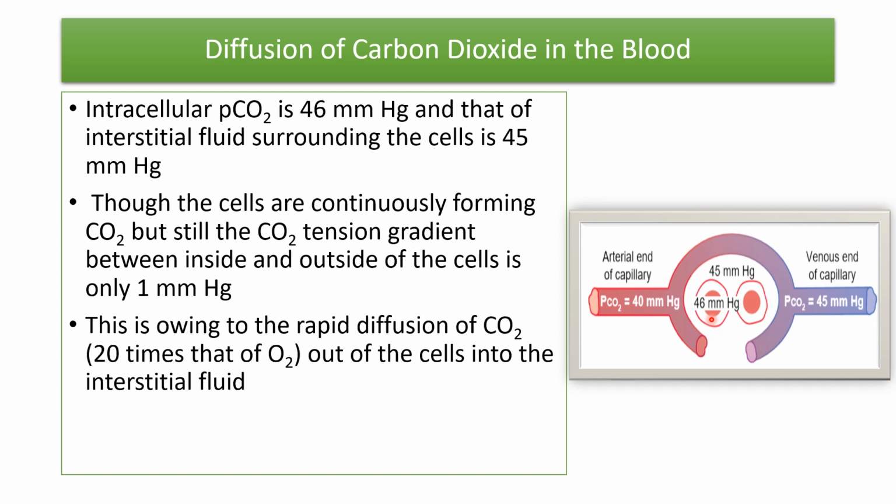Now look here, the partial pressure of carbon dioxide in the interstitium and the venous end of the capillary is 45. So all the carbon dioxide will diffuse from the cell to the venous blood. Note that although all the cells are continuously forming carbon dioxide, the concentration gradient difference is only 1 mmHg. This is all due to the rapid diffusion quality of carbon dioxide, as I have told you before.